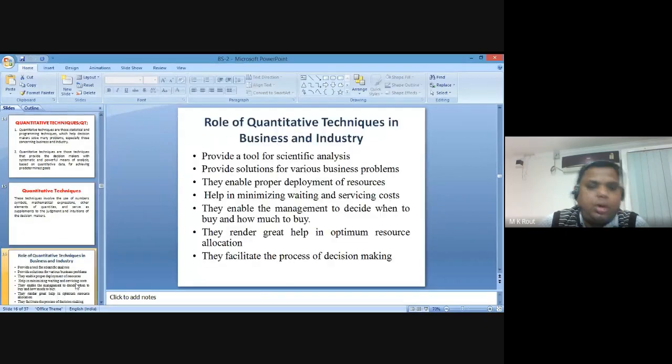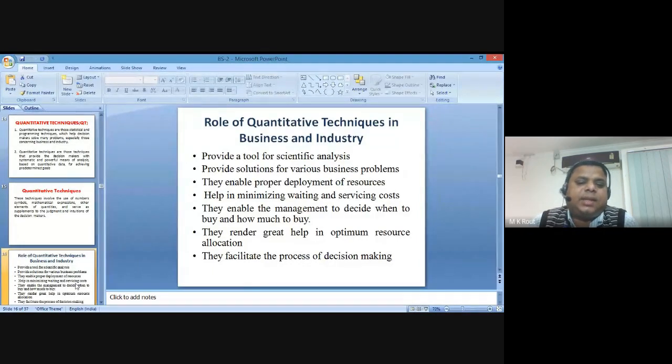The next part is the role of quantitative techniques in business and industries. Quantitative techniques provide a tool for scientific analysis. They provide solutions for various business problems. They enable proper deployment of resources and help in minimizing waiting and service cost. They enable management to decide when to buy and how much to buy, so that proper decisions are provided by quantitative methods.